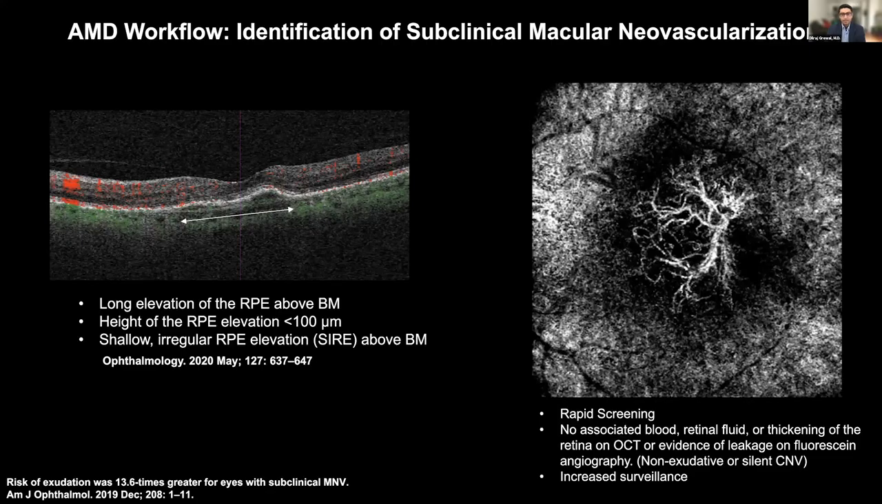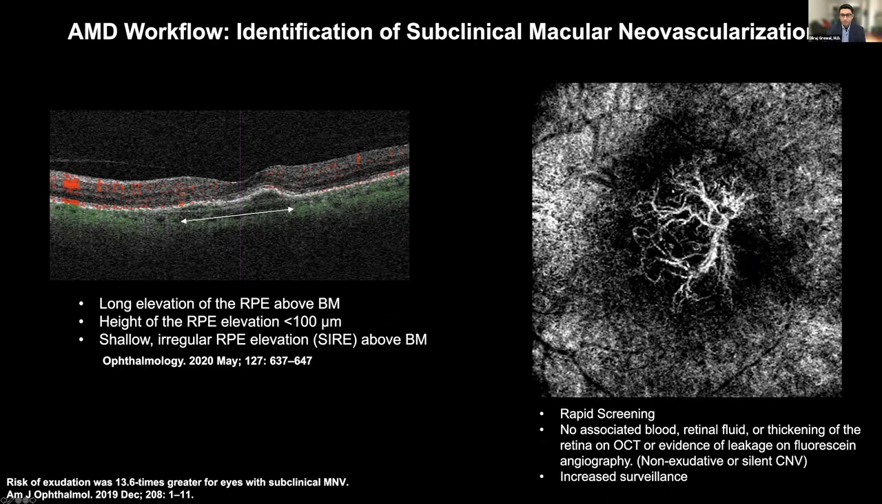So let's look at an AMD workflow. One of the key advantages I find of having rapidly accessible OCT-A is in identification of subclinical macular neovascularization. You can see in the OCT image on the left with the flow overlay that there is a long elevation of the retinal pigment epithelium above Bruch's membrane with a shallow height, which is typically less than 100 microns. And this shallow, irregular RPE elevation above the Bruch's membrane is a characteristic risk factor which will portend the presence often of a subclinical macular neovascular membrane.